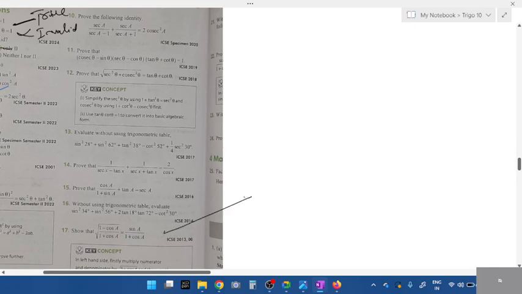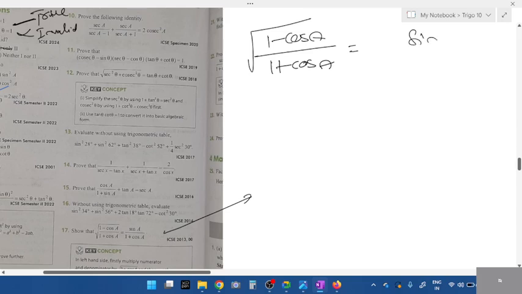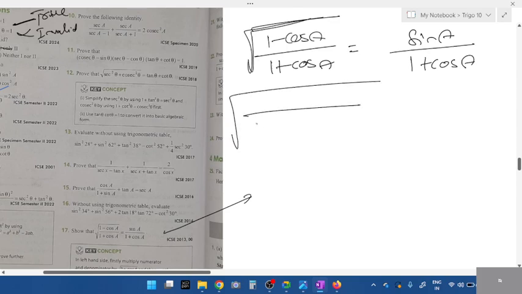Try this 17th one, student. The square root of 1 minus cos A divided by 1 plus cos A is equal to sin A divided by 1 plus cos A. What should I multiply so that we get A square minus B square, students? Whenever you have a square root, what did I tell you all? You have to multiply with which one? Opposite sign, right? Factorize the denominator.